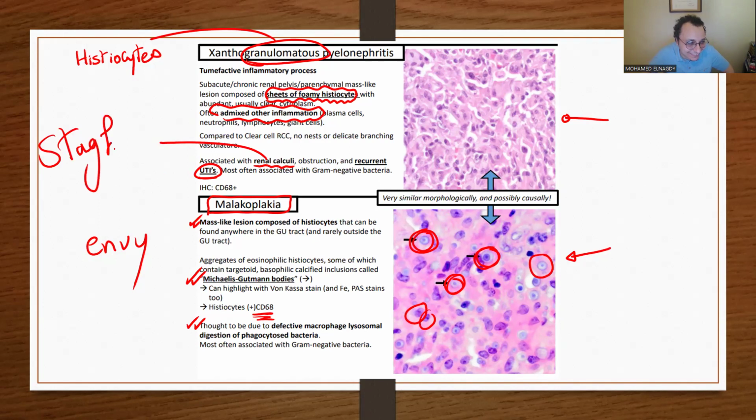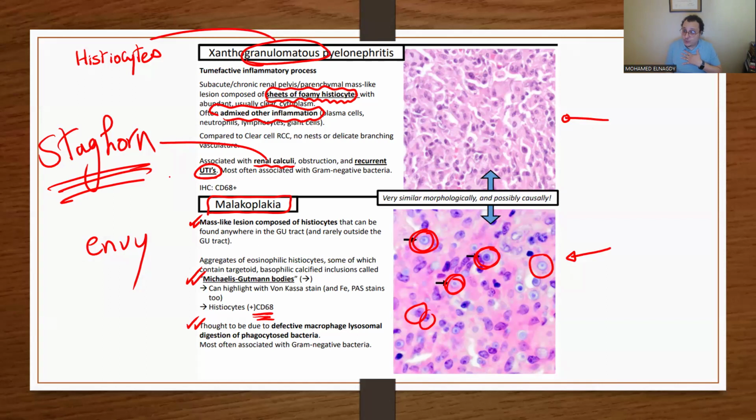Yeah, good job. That's the one that I'm looking for. The staghorn calculi, which had ammonium, a mixed type of salts precipitated together. I don't remember, ammonium, magnesium, something. That's the staghorn calculi, which happens due to a long-standing infection. Sometimes the renal calculi in xanthogranulomatous pyelonephritis take the shape of the renal pelvis, and you can see the staghorn calculi when you bivalve the kidney.